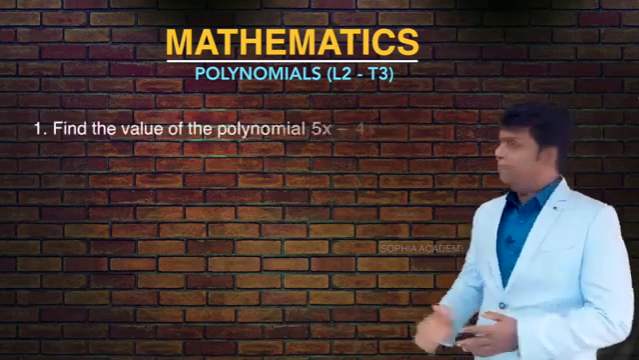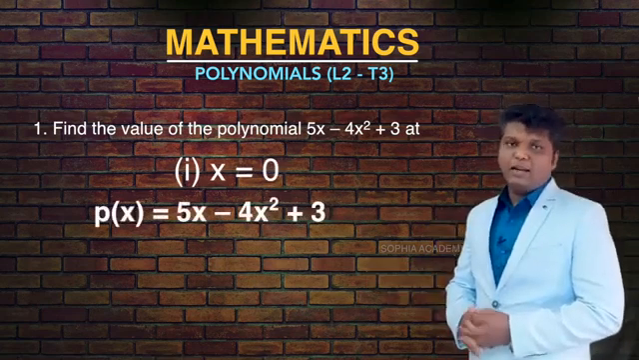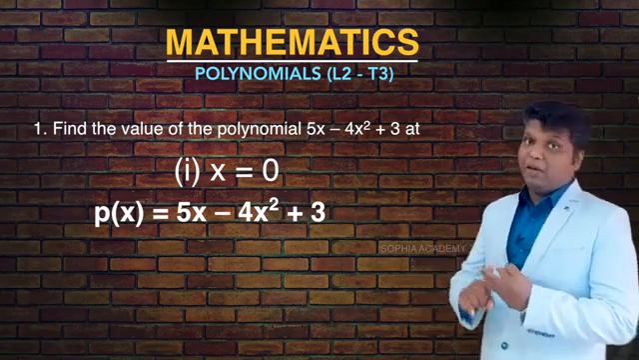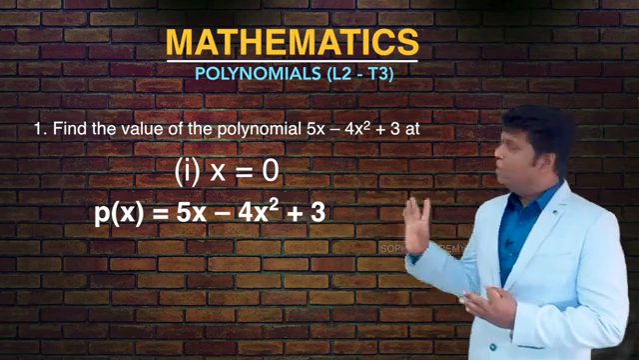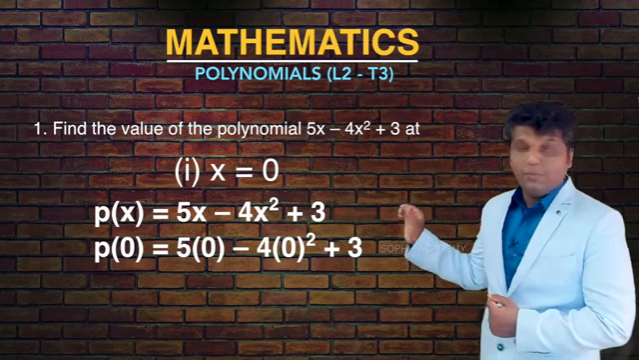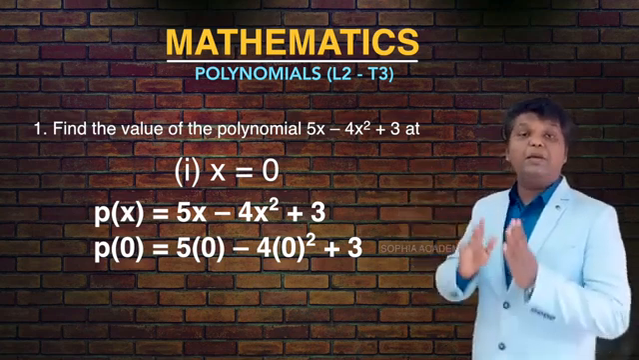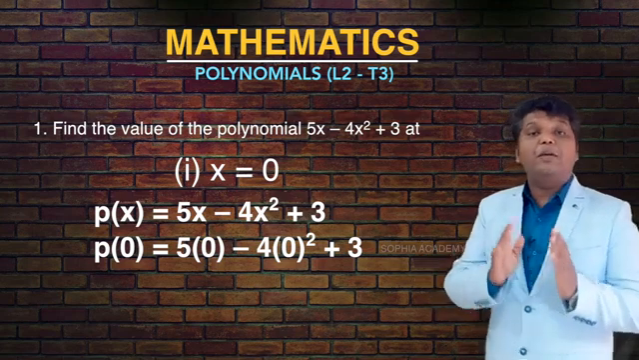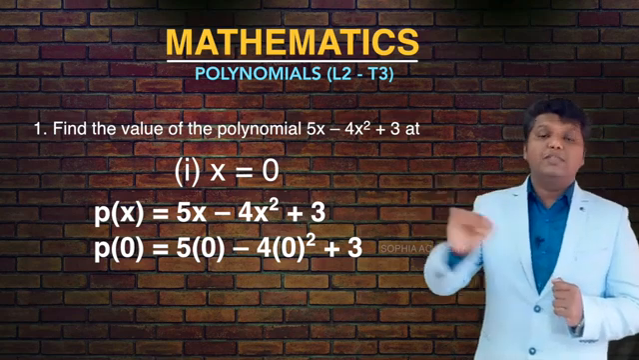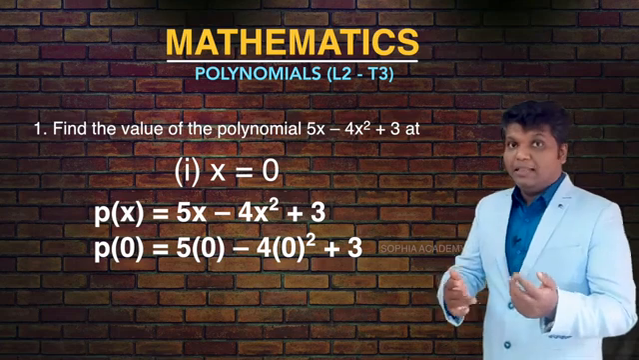So let us start with p of x is equal to 5x minus 4x squared plus 3. Now you have to find initially p of 0, then p of minus 1, then p of 2, right? So let us go for p of 0. What does it mean by p of 0? The polynomial is mentioned as p of x is equal to. So now you have to find p of 0. That means instead of x, you have to substitute the value of 0. Then you will get p of 0.